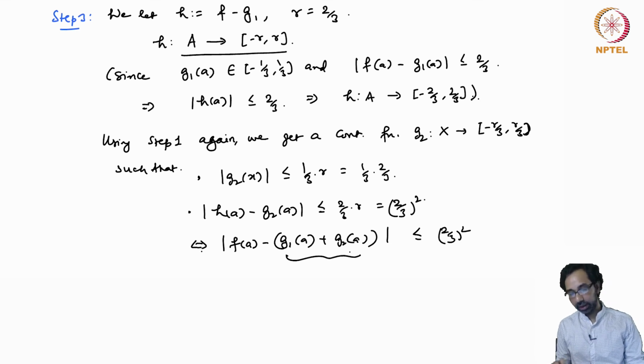We are seeing that we are getting a sum of functions, and we are going to repeat this construction again and again, and we are going to get a sequence of functions which will sum up in a series, and because of these kinds of results, it will converge uniformly by the Weierstrass M-test.